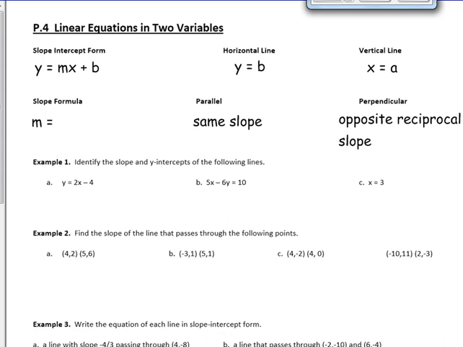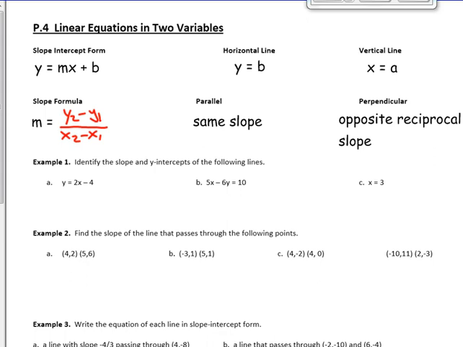Slope formula, we have m to stand for slope. So m equals y2 minus y1 over x2 minus x1. Parallel lines have the same exact slope, and perpendicular lines have opposite reciprocal slopes. So we want to identify the slope and y-intercept of the following lines in example 1.